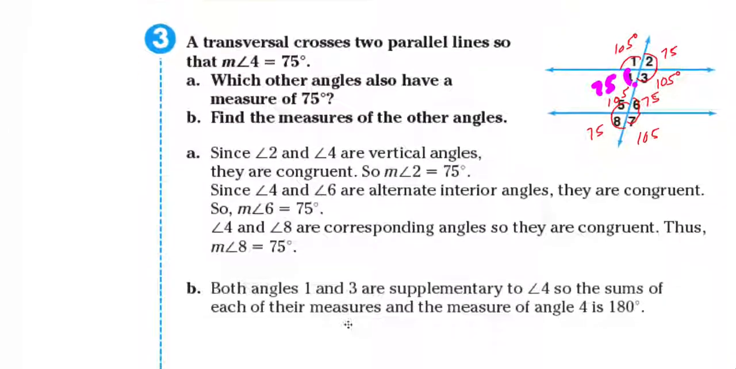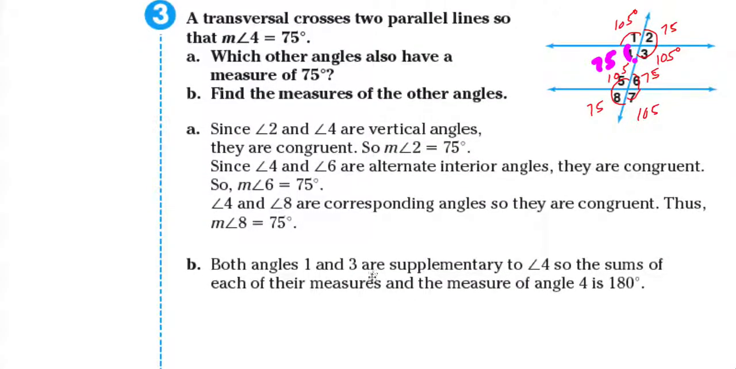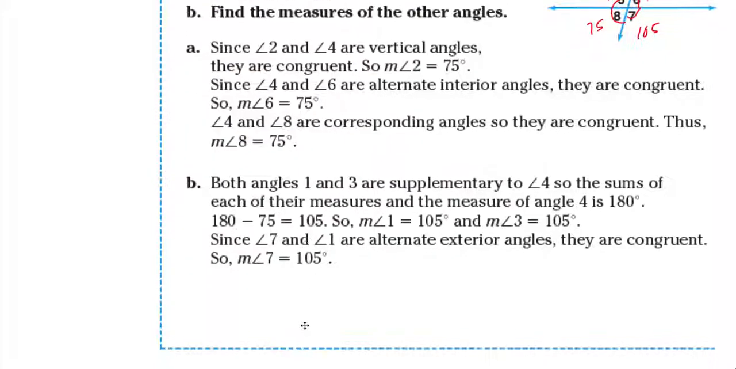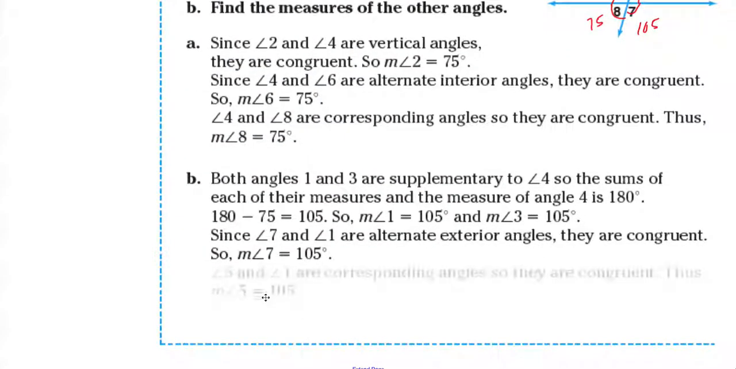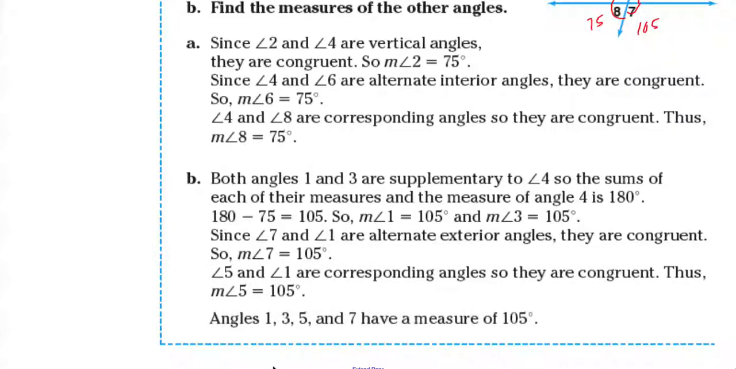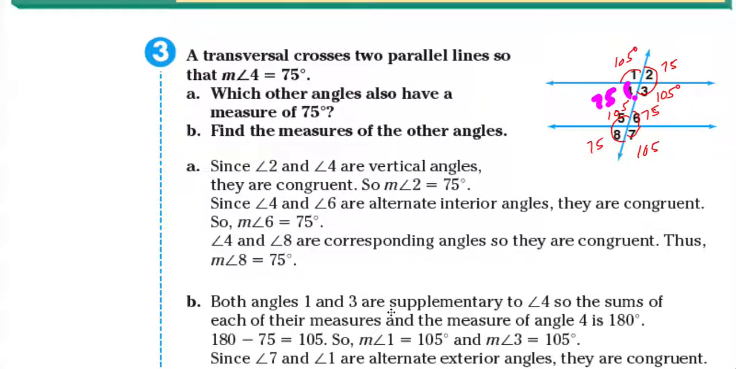Okay, so find the other measures. We did that, and we defined how they got their measure. There are a few different ways to find those angles. So your angles 1, 3, 5, and 7 have measures of 105 degrees. Okay, and let's take a look at the last example.